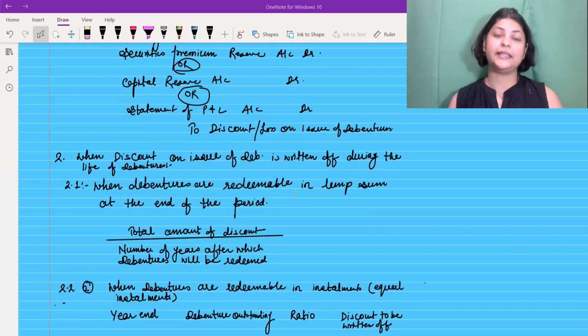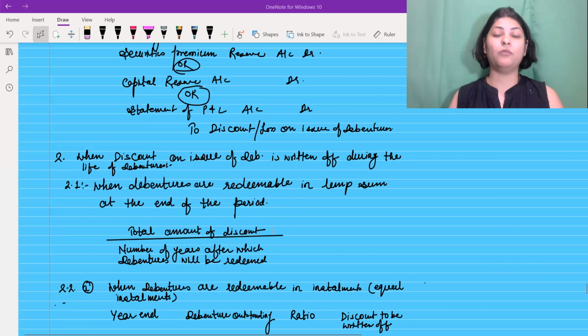And if nothing is there or insufficient balance is there in both of these things, we will use statement of profit and loss. Then what is the difference between the writing of discount on issue of debenture during the life of debenture or only at the end of issue, in the year of issue? Difference is only in the amount.